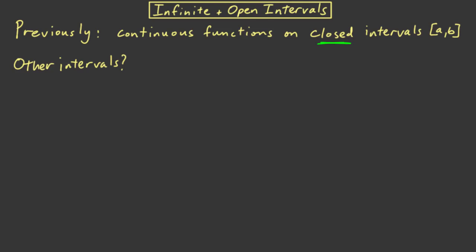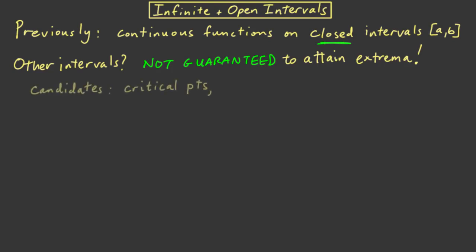We no longer have the extreme value theorem, so we're not guaranteed that the function will attain a max or a min. But the candidates for where a max or a min might be attained remain the same. We have to look at critical points, and we still have to check the endpoints.